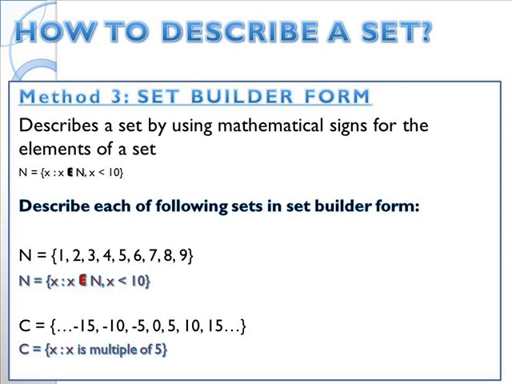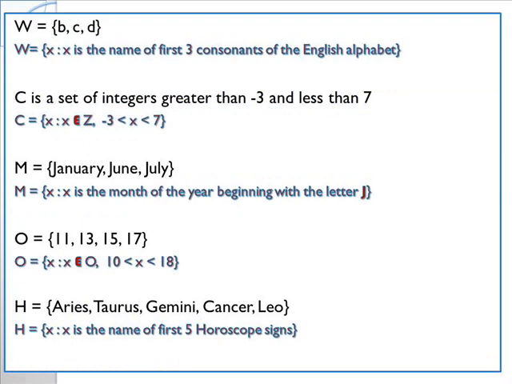Then we have C = {-15, -10, -5, 0, 5, 10, 15}, and the set is continuing on both ends. Here we will simply write x such that x is a multiple of 5. Now we have W = {b, c, d}. B, C and D are the first 3 consonants of the English alphabet, so we will write x such that x is the name of the first 3 consonants of the English alphabet.